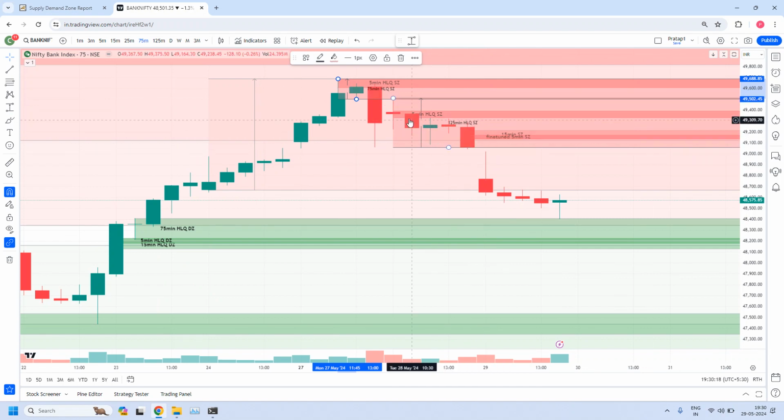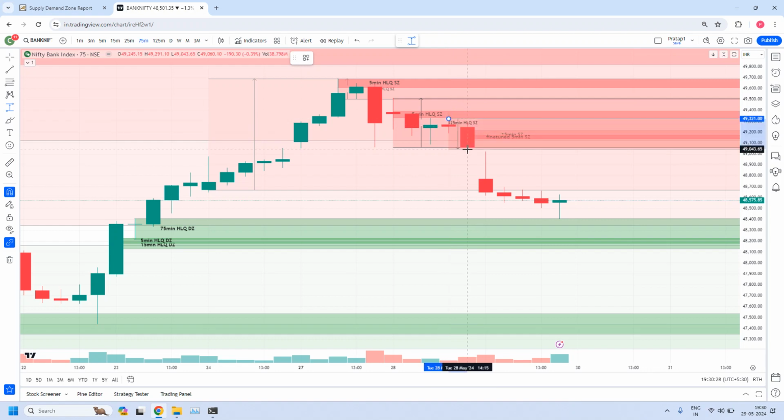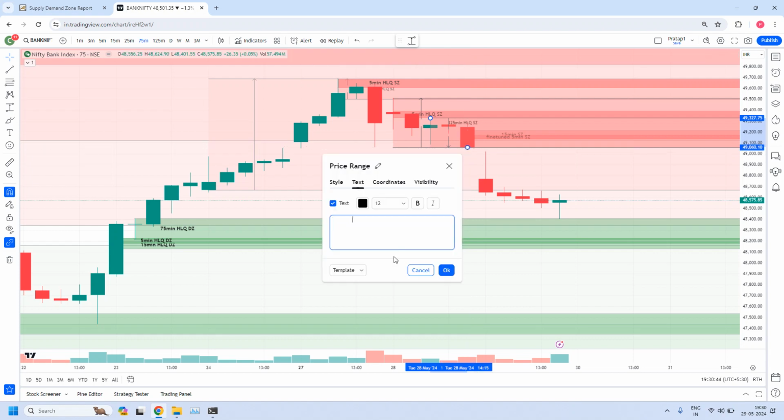So for that, let me draw the 75 minute zone, because it makes sense in drawing this zone. Up to here, I guess. Yeah. By drawing this, we have one advantage. Let me tell you what it is. This is a 75 minute supply zone, normal supply zone only.